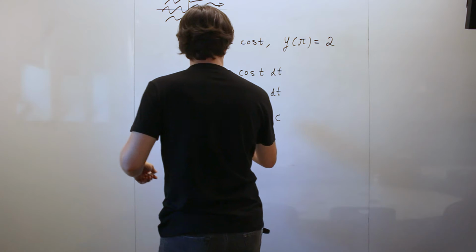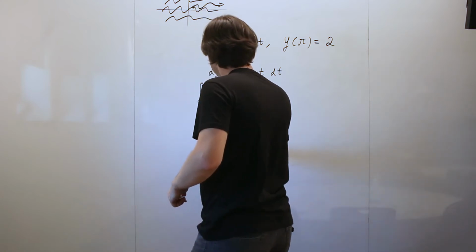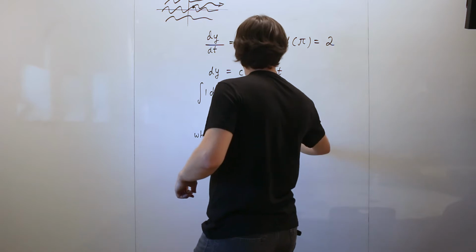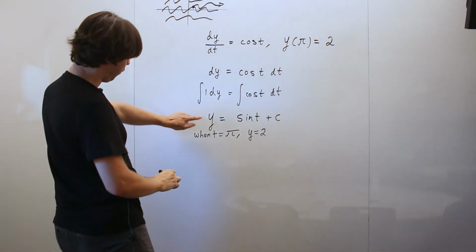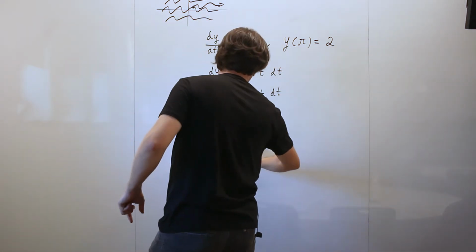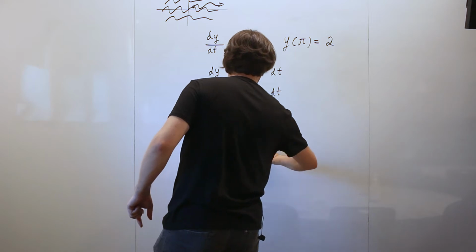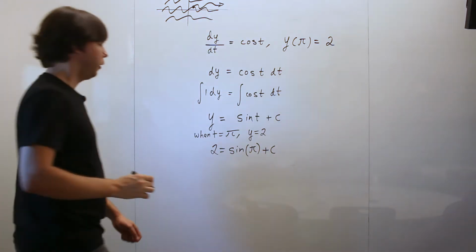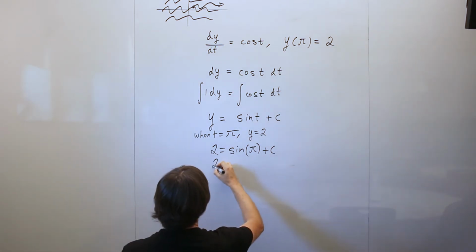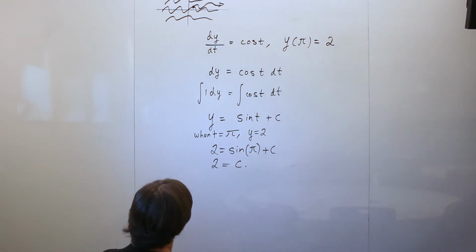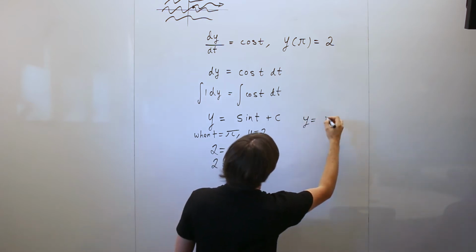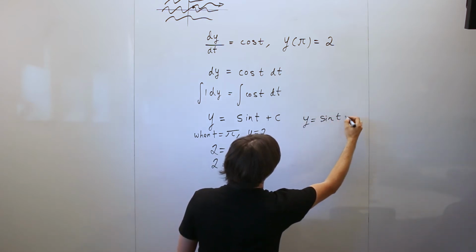So we put that information in down here. We say when t equals pi, y equals 2. So we plug that in. y now becomes 2. Sine of t, but t is equal to pi. And sine of pi is 0, so we have 2 equals c. That's our solution. So then we can put that back in and say y equals sine t plus 2.